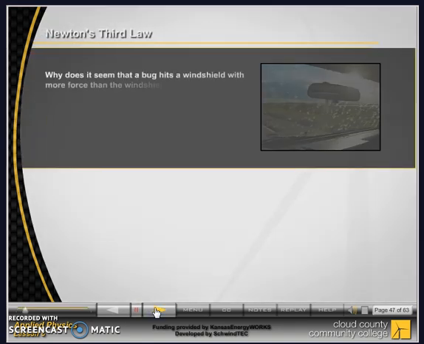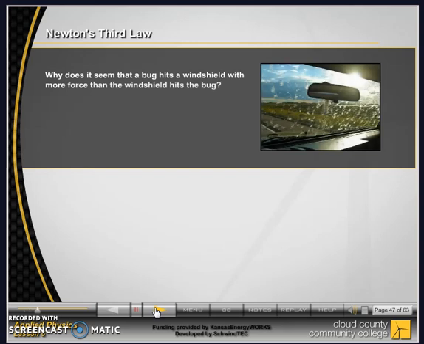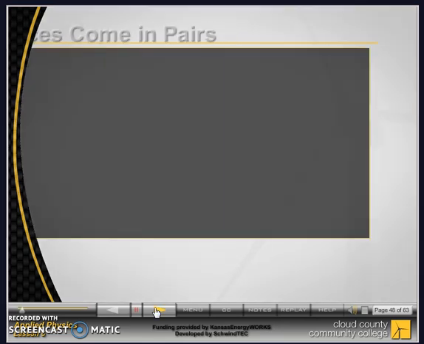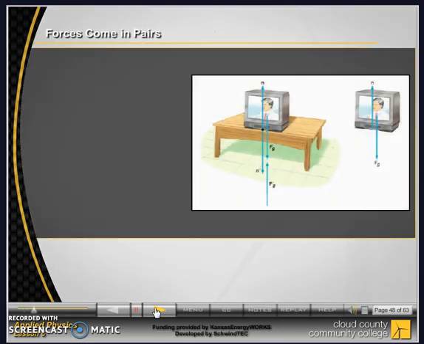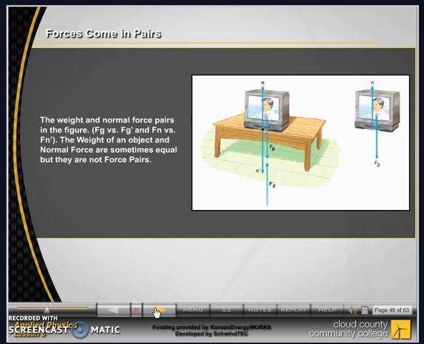Why does it seem that a bug hits a windshield with more force than the windshield hits the bug? The effect on the bug is worse than the effect on the windshield, but the force is still the same. Forces come in pairs. An example would be the weight and normal force pairs in the figure. The weight of an object and normal force are sometimes equal, but they are not force pairs.